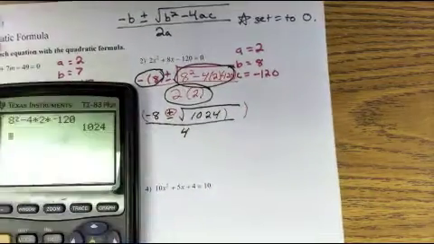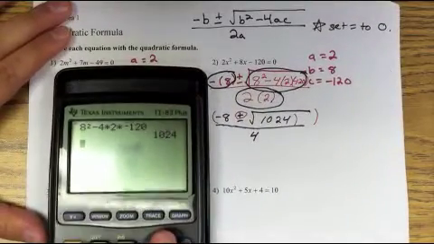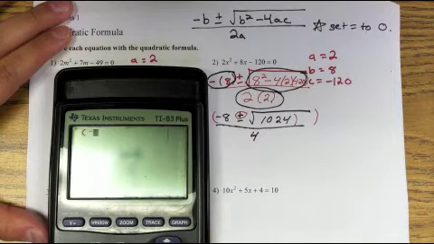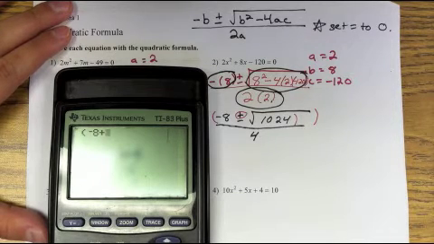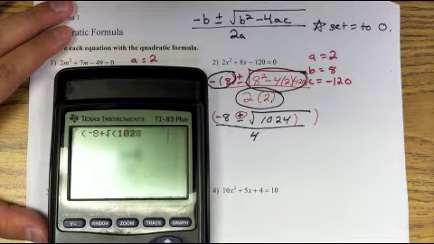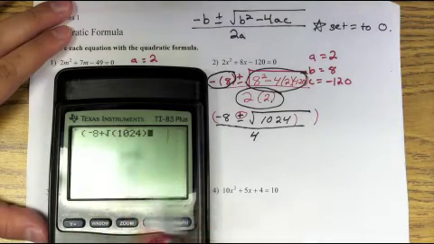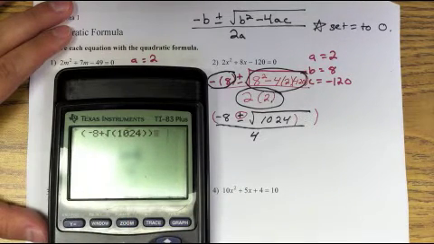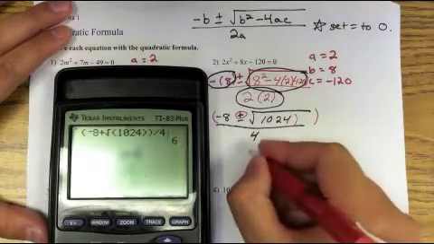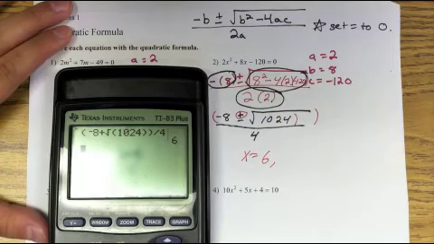Okay, got my calculator again. Let's move that off to the side so you can see it. Okay. Open parentheses, negative 8 plus, remember doing plus first, the square root of 1024, close the square root, close the top, double parentheses there, divided by 4. Okay, so I get x to equal 6, comma, how many other solutions should we have? We should have one more.